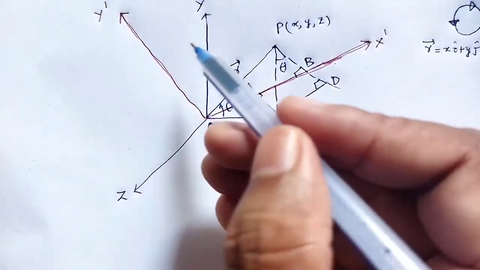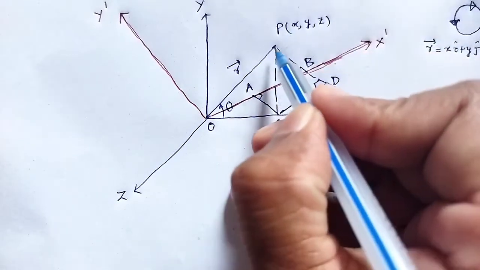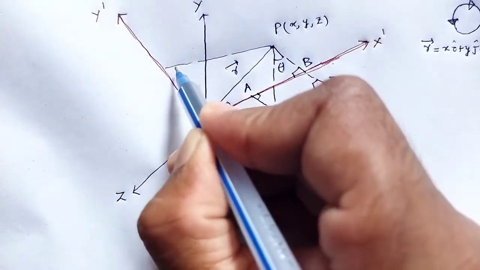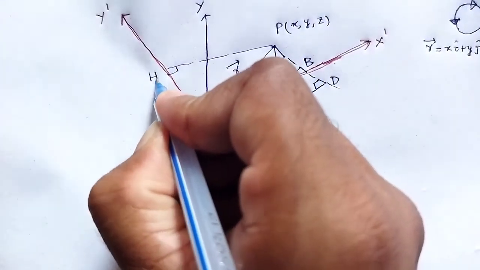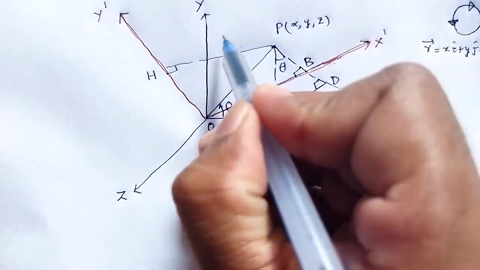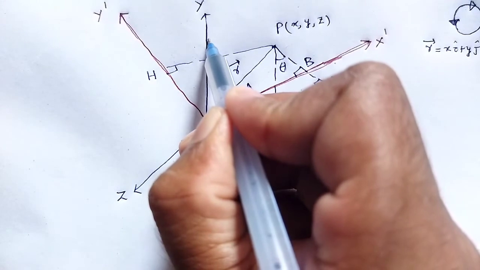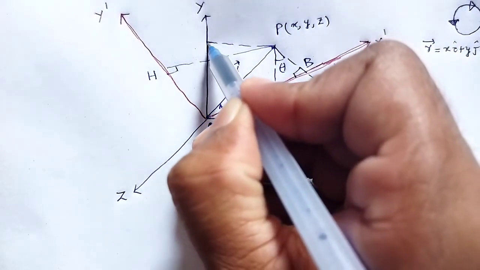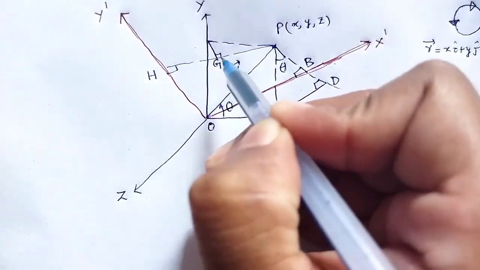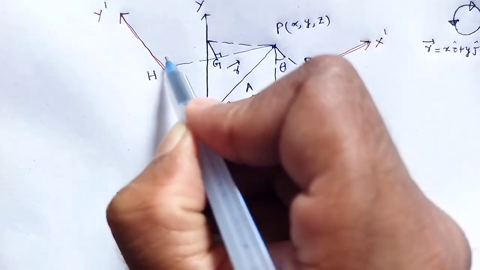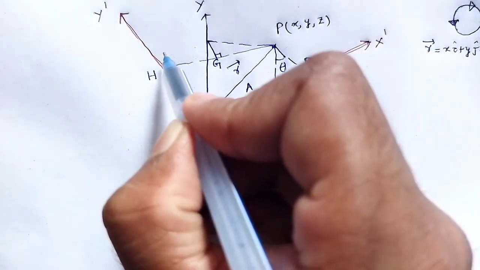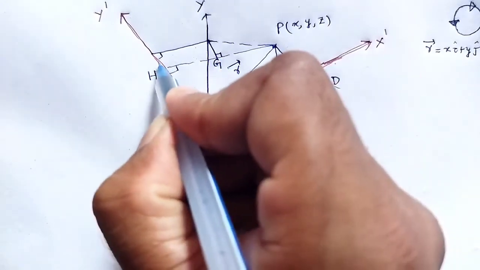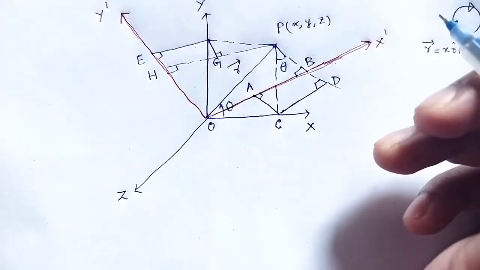Similarly for the Y section, draw the perpendicular from this point, let it be H, be G, further join this and it is perpendicular, the point is E.